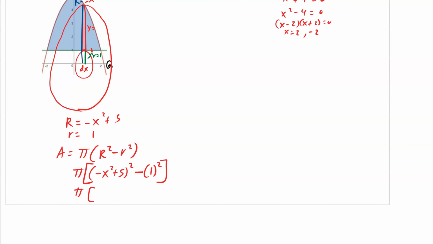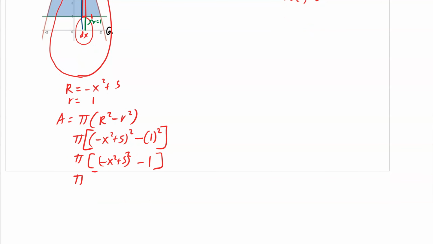I don't want to multiply that out. You can if you want. I'm going to leave it as negative x squared plus 5 squared for now, but that is a minus 1. And if you want to multiply it out, we can. Oh, let's just do it. Pi, and we get x to the fourth minus 10x squared plus 25 minus 1. So that's pi times x to the fourth minus 10x squared plus 24.